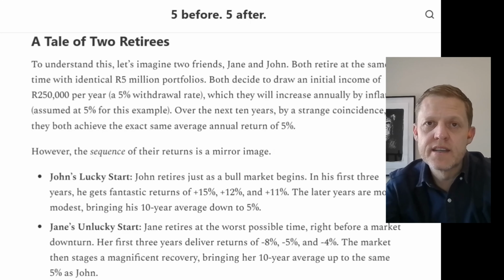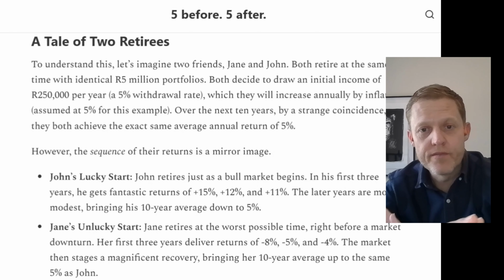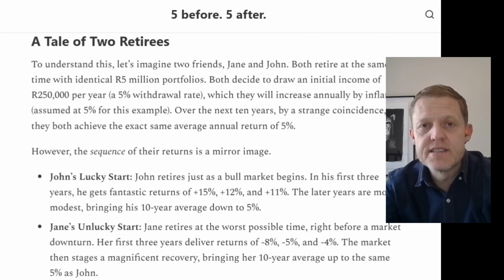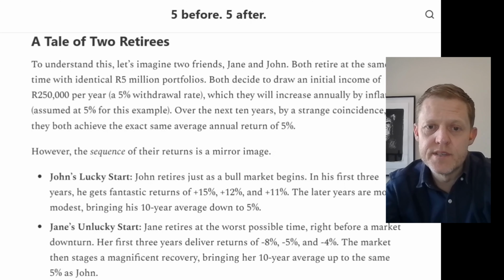So they're both going to take an initial 5% out of that, so 250,000 Rand a year, and they will increase this by 5% every year. Okay, that's going to be their inflationary increase. So at this point, they're both exactly the same. What's different is that the sequence of returns that they earn is going to be different. So over a 10-year period, both will earn the same average return. Both will earn an average return of 5%. But the order that they get them in is going to be different.